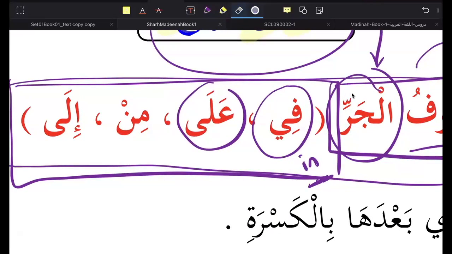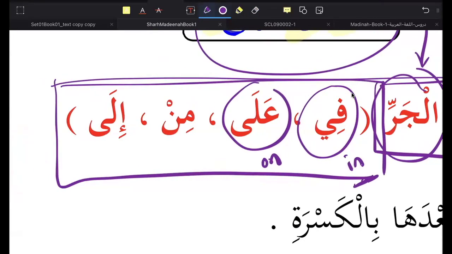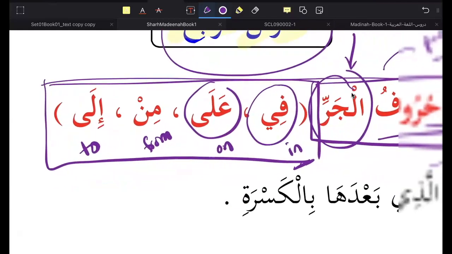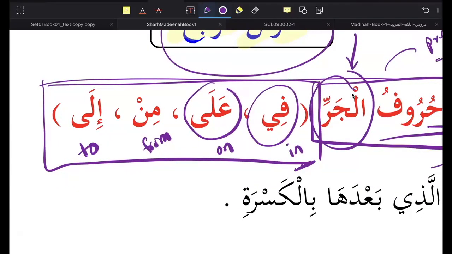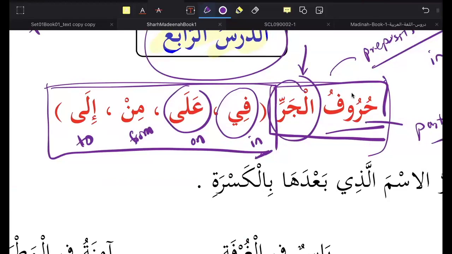So what is ala? Ala would be on. Min is from, and ila is to. So the author gave you the four most used. In fact, all the prepositions are used extensively. If you are reading Quran, you know that these words come so many dozen times in each page. These are very, very common words. We have to get used to them.